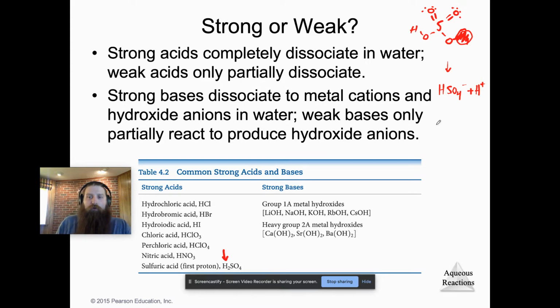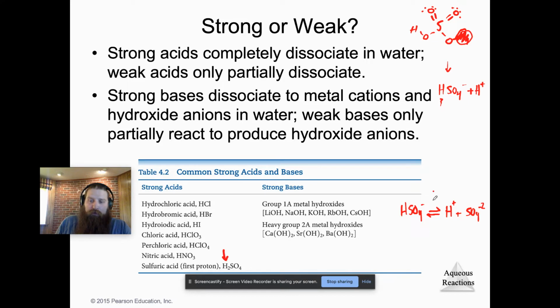Now, the second proton, which is this fellow right there, if we were to draw out its dissociation reaction, there would be a little bit of a difference. It would look like this. HSO4 minus, and then we would have equilibrium arrows to go H plus and SO4 2 minus.